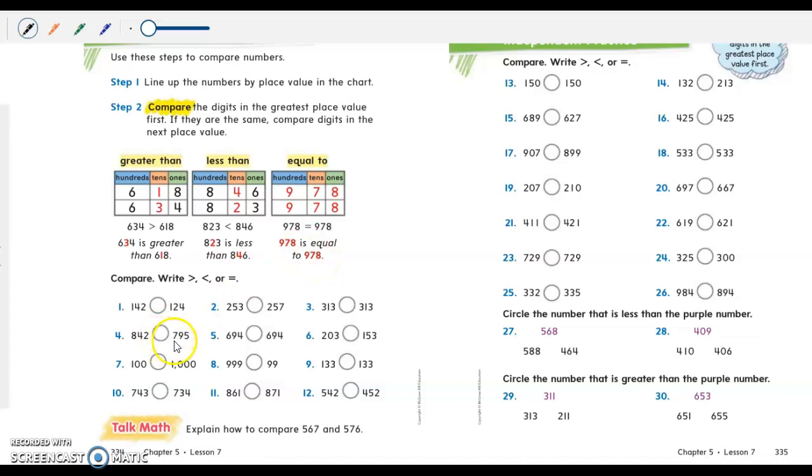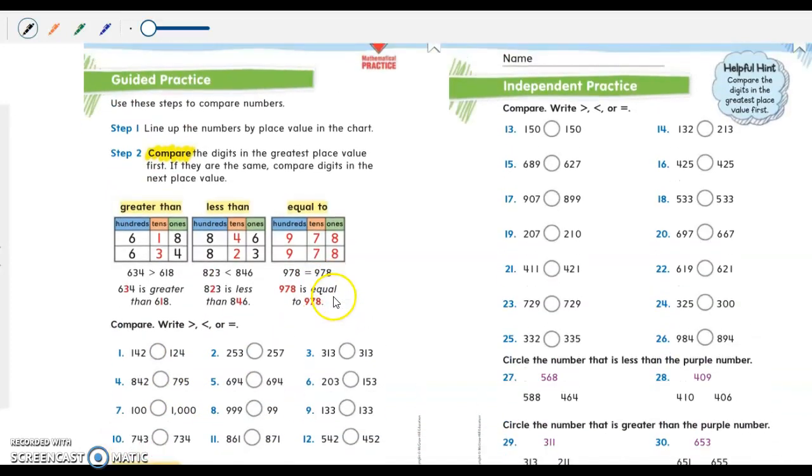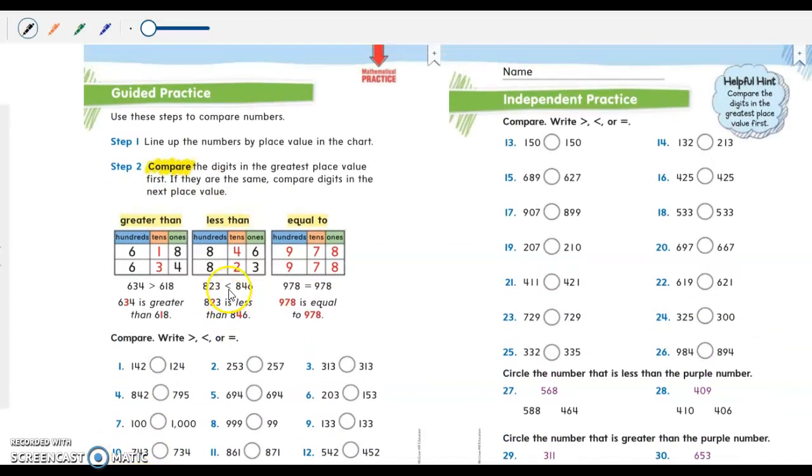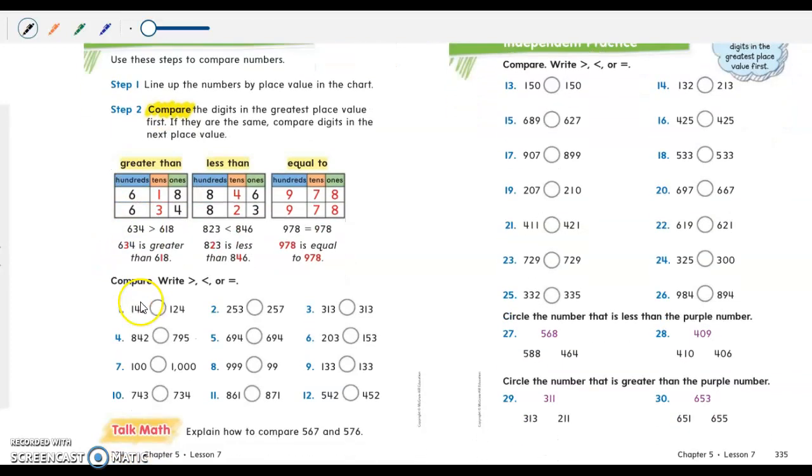Okay, so now let's work this together. Let's work a couple of the problems together to see what is the correct answer. You can use the place value chart, or you can use the base 10 blocks, whichever you feel comfortable with.